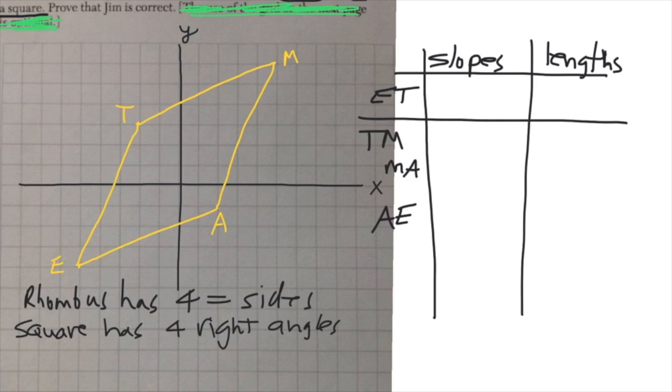So let's take it side by side. ET is going up from left to right. By just counting, it's going up 1, 2, 3, 4, 5, 6, 7, and it's going over 3. So watch how fast this can be. The slope is up 7 over 3.